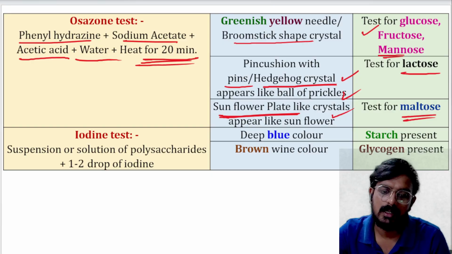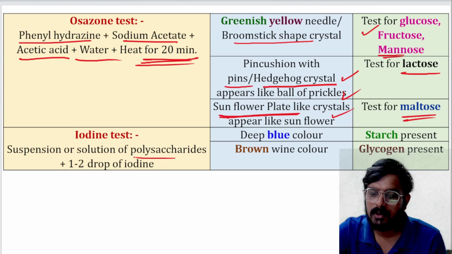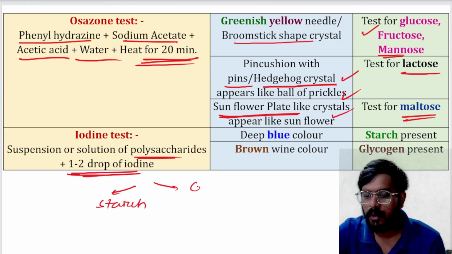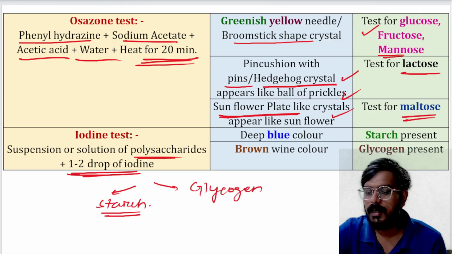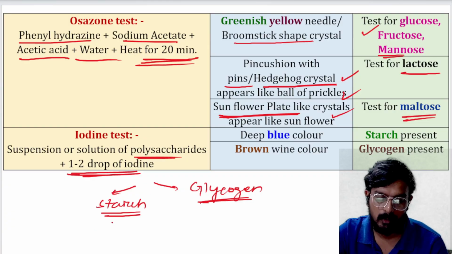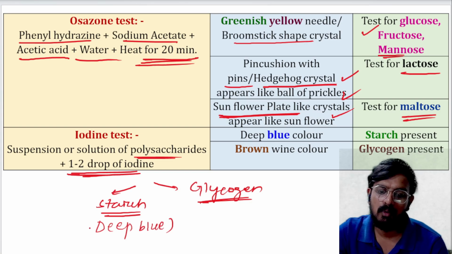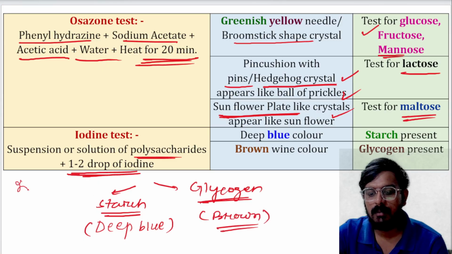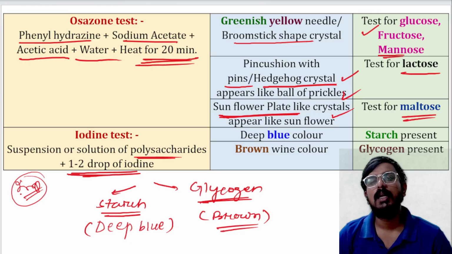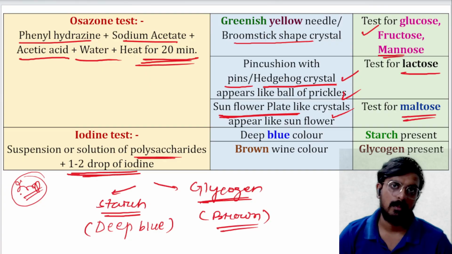Next important test is the iodine test. When a solution of polysaccharides reacts with 1 or 2 drops of iodine, it will indicate either starch or glycogen. Starch is the storage form of carbohydrate in plants. Glycogen is the storage form of carbohydrate or glucose in animals. If starch is there, then deep blue color will form. If glycogen is there, then brown color will develop. Please remember, many times questions have been asked from this iodine test. This is for the iodine test.